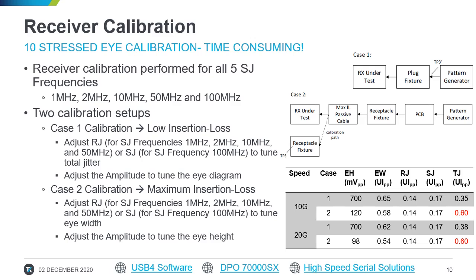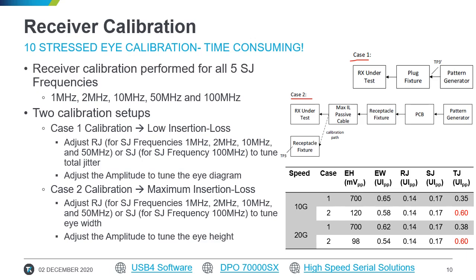Also in USB4, there are 2 test cases where we need to do the auto tuning or fine tuning to meet the eye or total jitter targets. Case 1 is the low insertion loss. Case 2 is the maximum insertion loss.